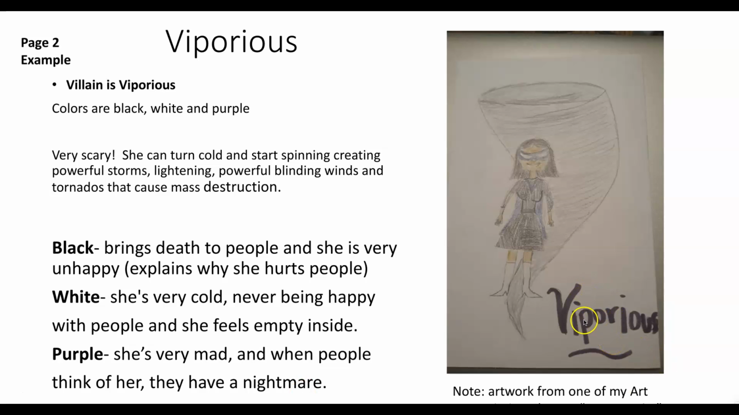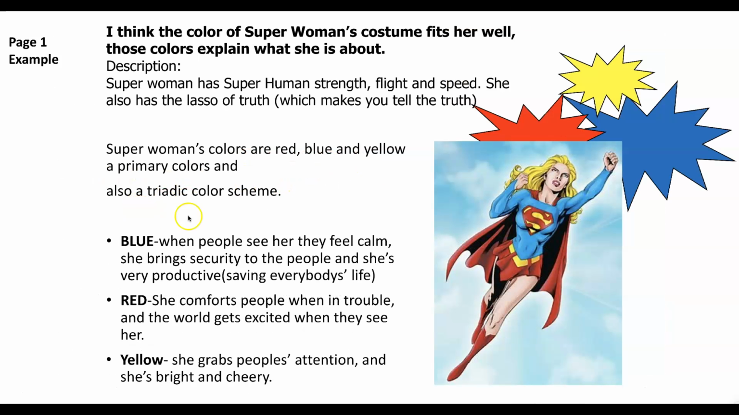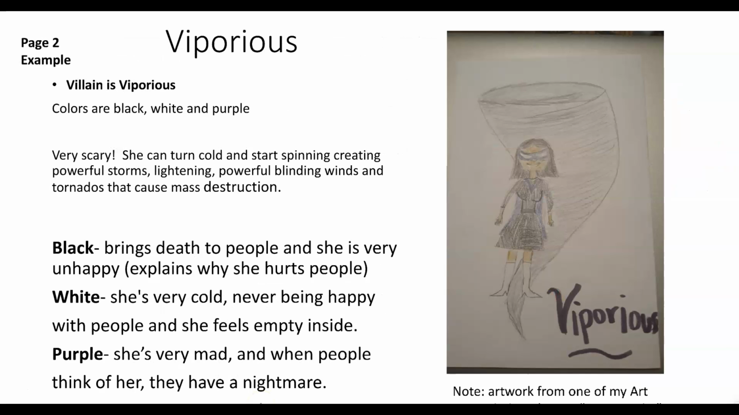Notice this. Viperous is the name of this villain. She's scary. Her colors are black, white, and purple. Very scary. She can turn cold and start spinning, creating powerful storms, lightning, powerful blinding winds, and tornadoes. Oops, I lost my page.